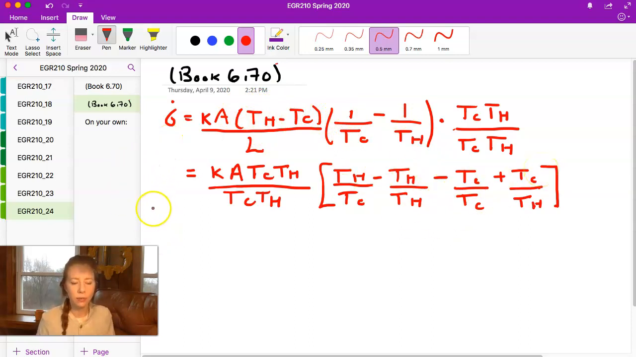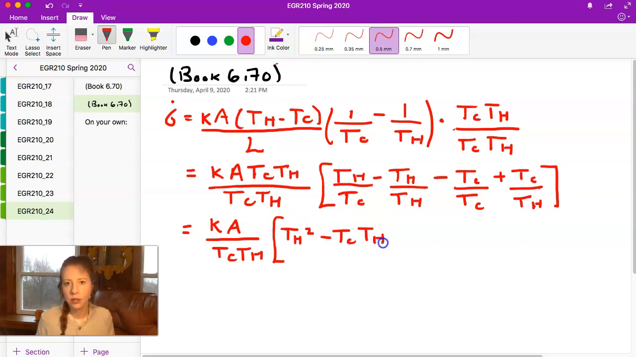And then next, what we're going to do is try to get rid of the denominators in here. So this is going to be kappa A TCTH, and we're going to multiply through by TCTH. So we're going to end up with TH squared minus TC TH. So this is where we have TC TH times TH over TC. So the TC's cancel and we end up with TH squared.